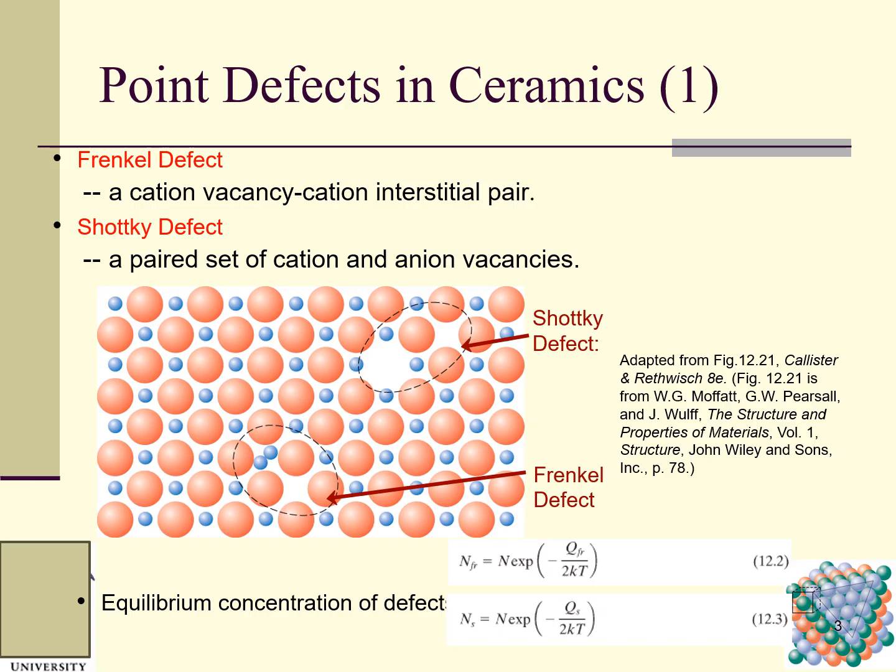The other one is the Frenkel defect. It means that previously the cation was located here, but for some reason it moved from this location to this new location. So this is called Frenkel, and this is called a Schottky defect. We also introduced two equations to calculate the concentration of defects.